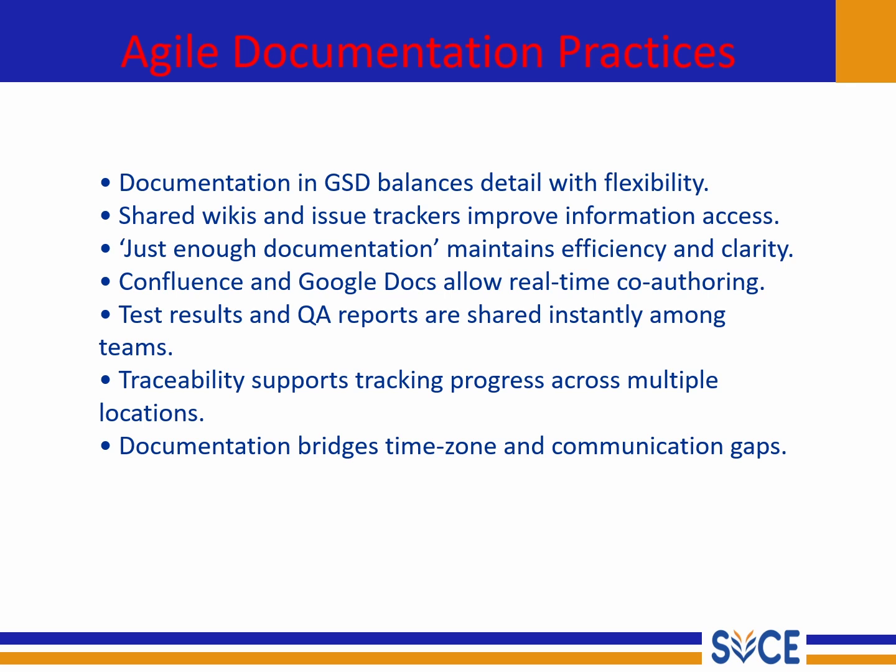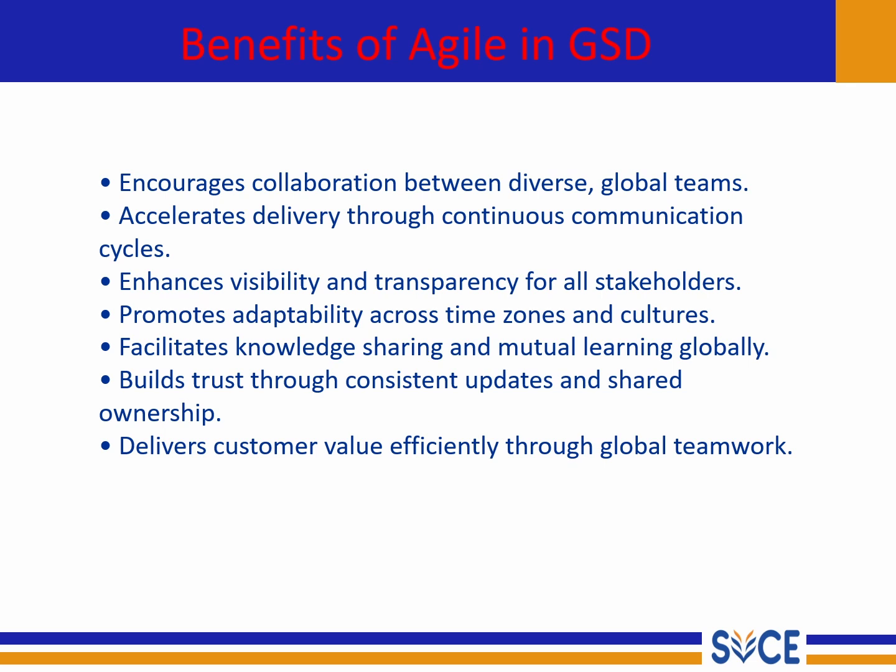Confluence and Google Docs allow real-time co-authoring. Test results and quality assurance reports are shared instantly among the teams. Traceability supports tracking progress across multiple locations. Documentation bridges time zone and communication gaps. In the next slide, we will see the benefits of Agile in global software development.